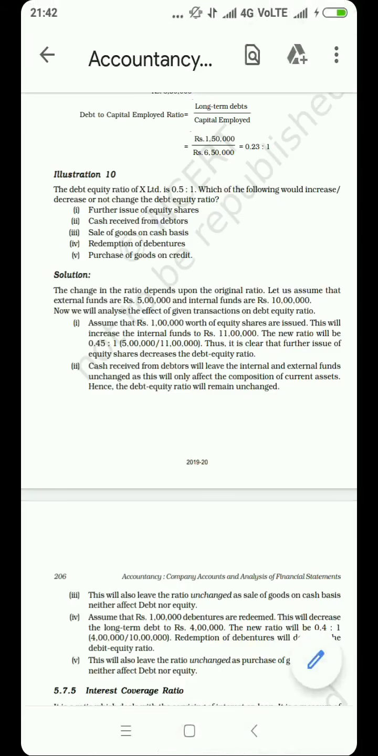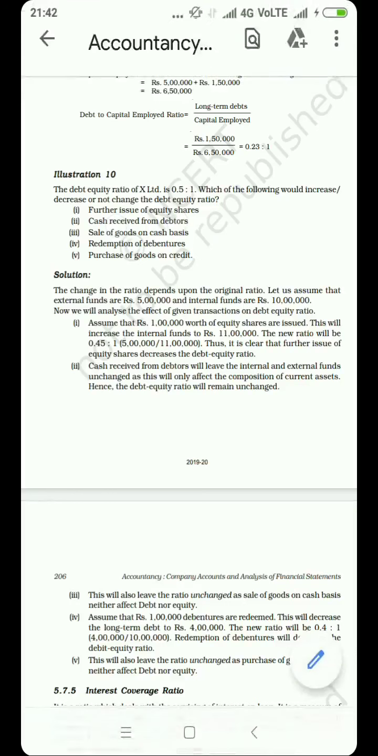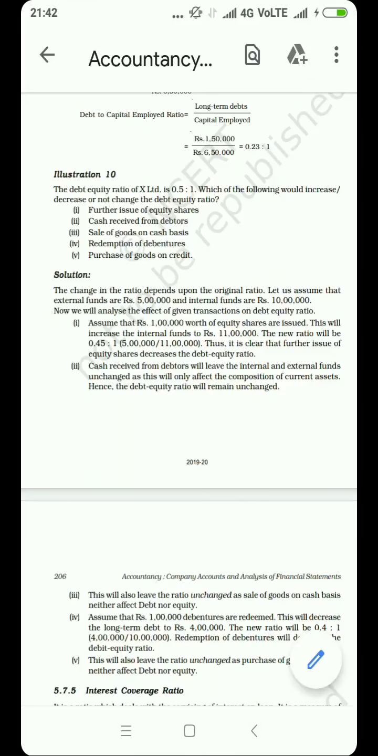Second, cash received from debtors. Cash is a current asset. Debtor is also a current asset. So this will have no effect on the ratio. So you have to write no effect or no change. We are talking about long-term debt and equity, that is shareholders fund. Current items do not play any role.